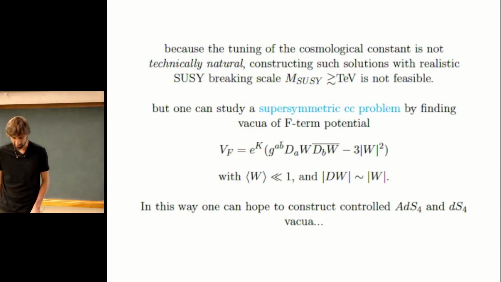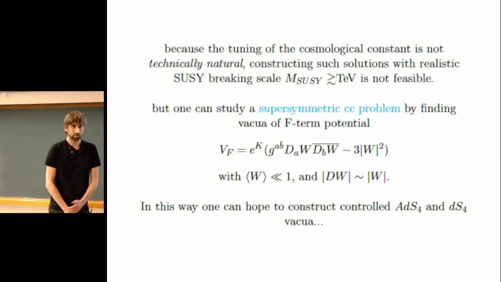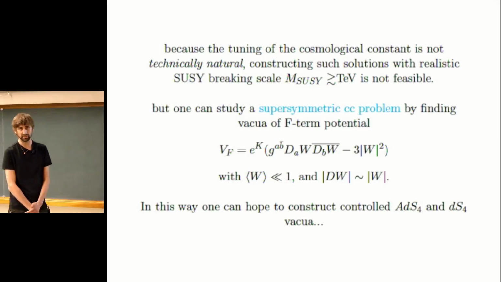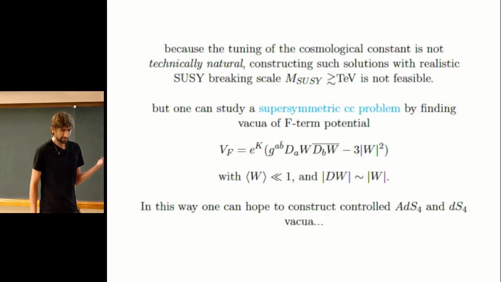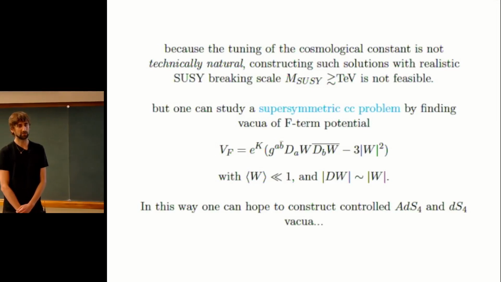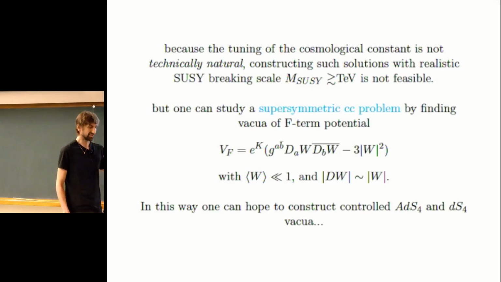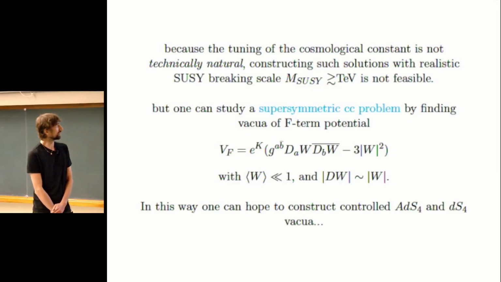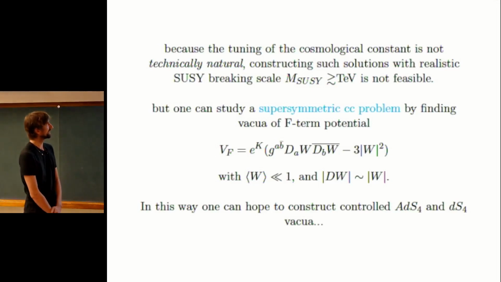Now, there's a caveat to this. The tuning of the cosmological constant in our world is not technically natural, and therefore, even if you can construct a solution that features the observed hierarchy of scales, we're not going to be able to control this unless we can compute order hundreds of loops, well, to a hundredth order in the loop expansion or something like that. Of course, we can't do that. So we can't protect a cosmological hierarchy in our computation if we assume a realistic SUSY breaking scale above the TeV scale.